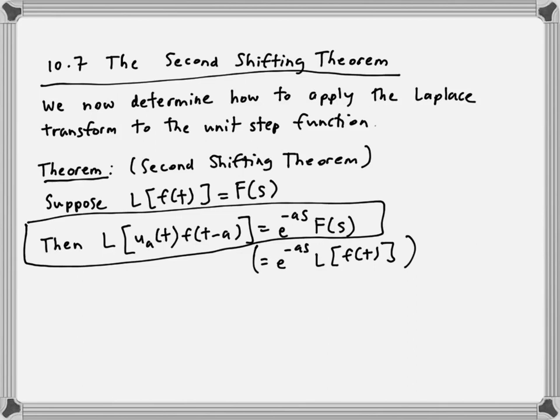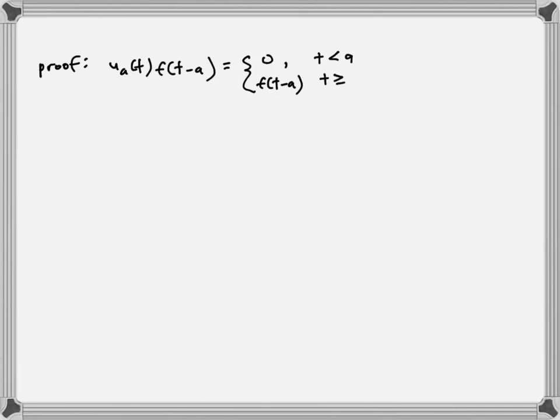Okay, so I would like for us to prove this theorem, and then I will talk a little bit about what it means, okay? So, proof. So, what is u_a of t times f of t minus a? This is actually equal to 0, right? Because u_a of t is 0 if t is less than a. And it's equal to f of t minus a if t is greater than or equal to a, right? Because u_a of t is either 0 times the function or 1 times the function.